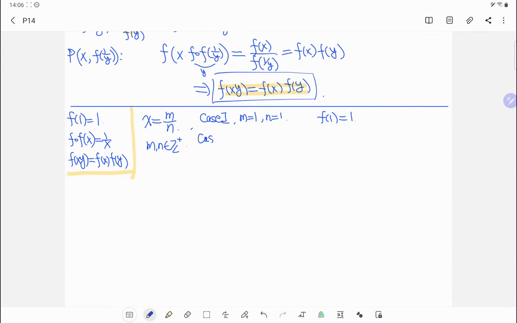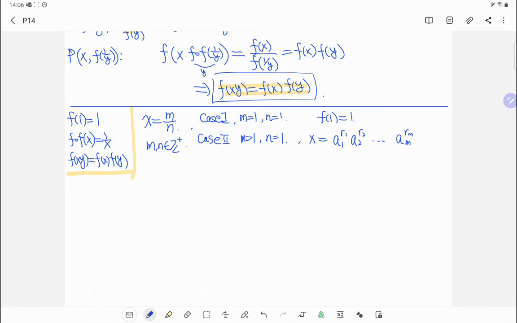And for case 2, m is larger than 1, n is equal to 1, which means x is a positive integer, and we can find its prime factorization, which can be written as something like a1 to the r1 power times a2 to the r2 power all the way up to am to the rm power, like this.